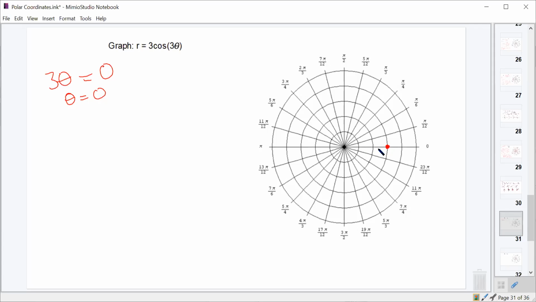If I'm spacing these out evenly, 3 petals across 2 pi radians, that means the next one should be at 2 pi over 3. And then the last one should be at 4 pi over 3.